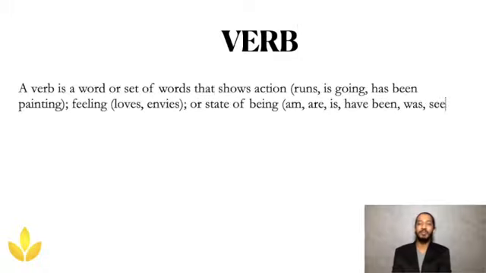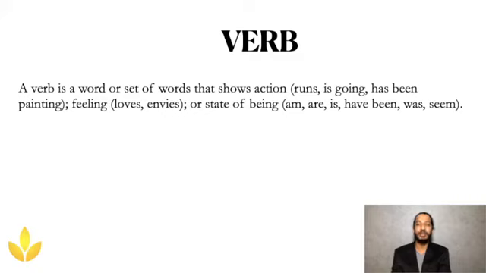So what's a verb? A verb is a word or set of words that shows action. Run, is going, has been, painting. So all these words, and other sections such as feelings, where it loves, envies, hates, cries, or when it shows a state of being, such as I am, you are, is, have been, was, seem. So all these can be considered as action words or verbs.